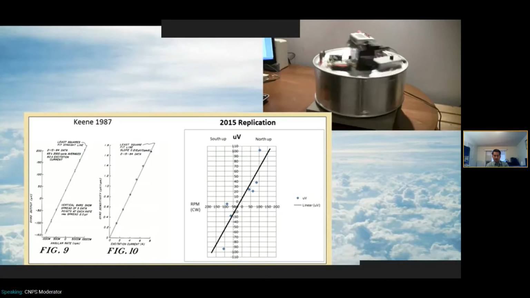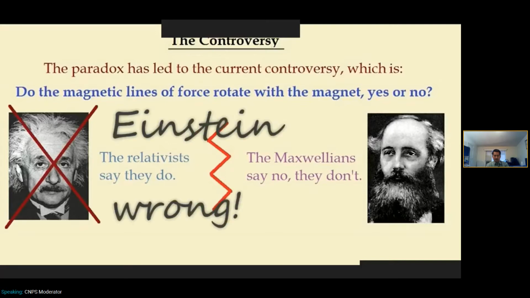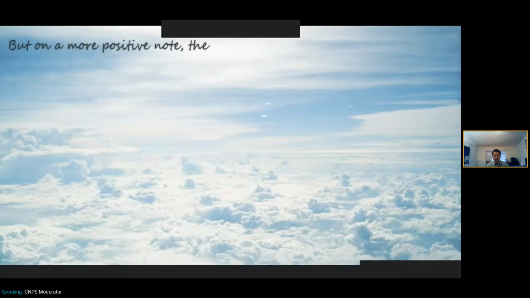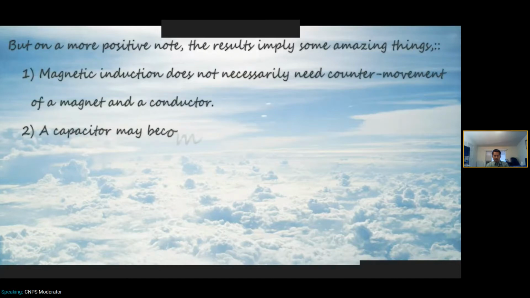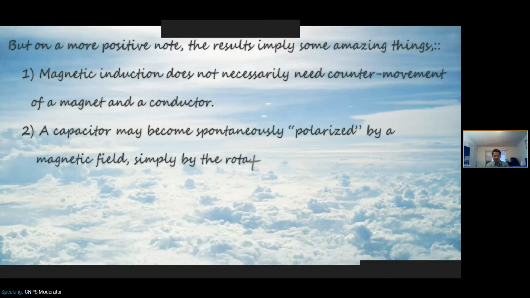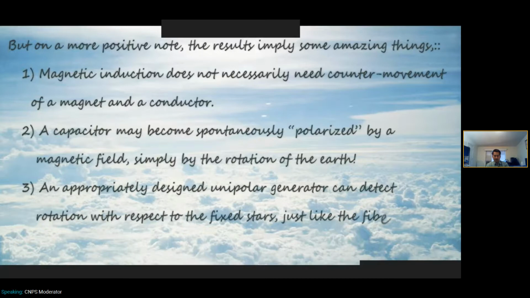So the evidence would seem to suggest that. But on a more positive note, the results imply some new and amazing things, namely: 1, magnetic induction does not necessarily need counter movement of a magnet and a conductor. 2, a capacitor may become spontaneously polarized by a magnetic field simply by the rotation of the Earth. And 3, an appropriately designed unipolar generator can detect rotation with respect to the fixed stars, just like the fiber optic gyroscope or the Foucault pendulum.